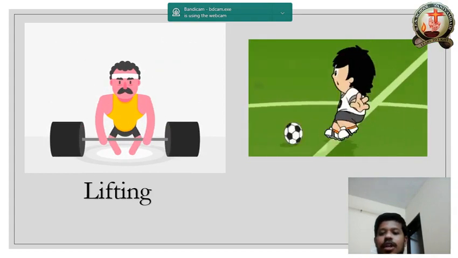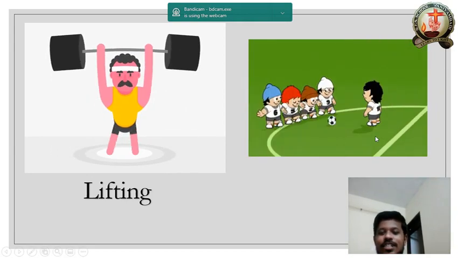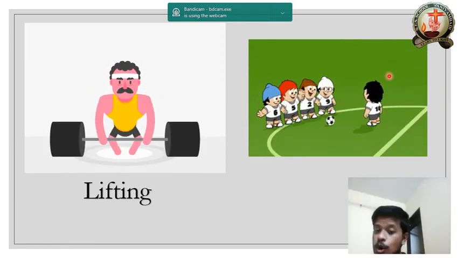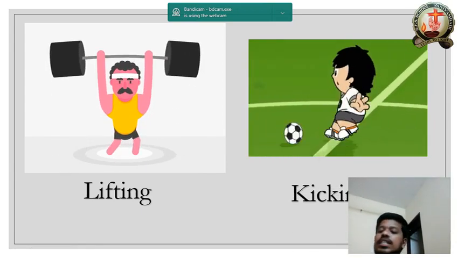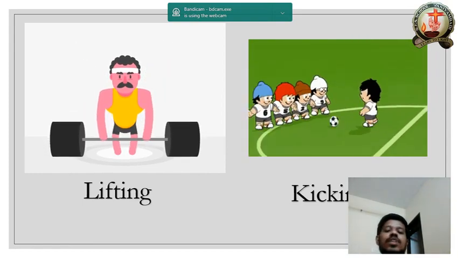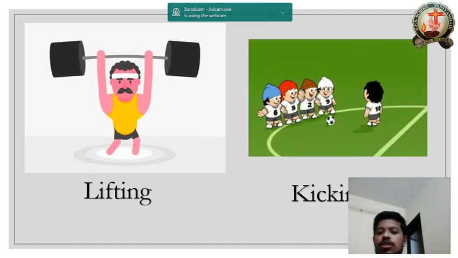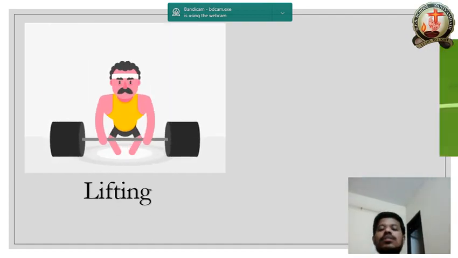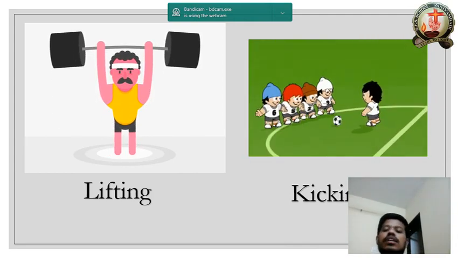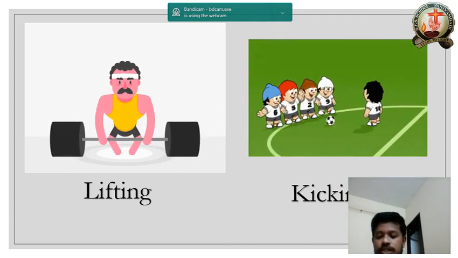Another picture I'll show you. You love to play sports, right? So what is happening here? The footballer, this kid, is trying to kick the ball. What does this action represent? This action represents kicking. You can see I have given a lot of hints now. So how many types of actions did we see? One is picking, another is opening the door, the third is lifting, and the fourth is kicking. These are all the different actions which you might have noticed.